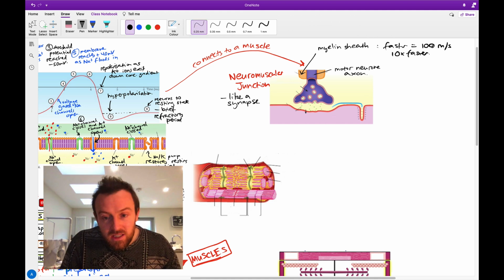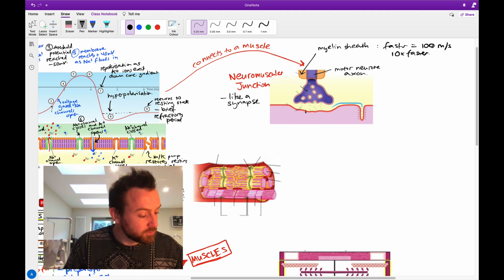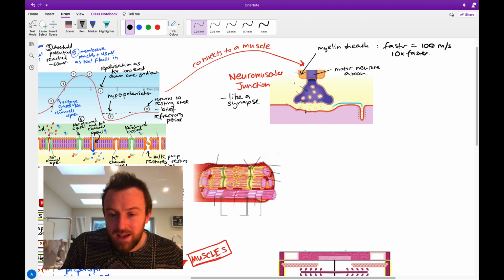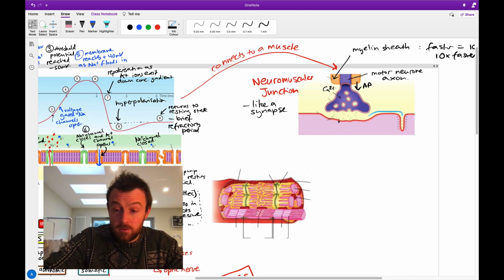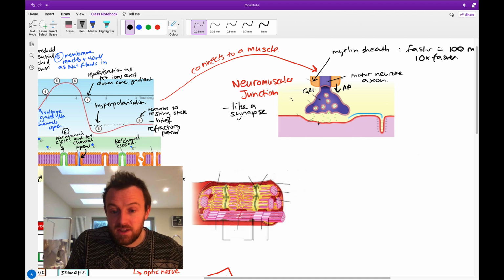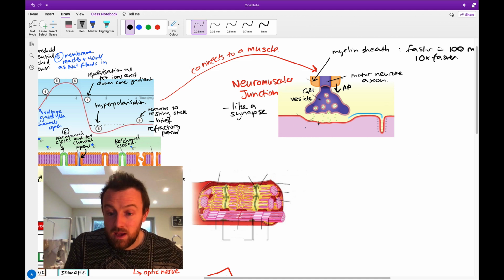Okay, so back to the NMJ. So myelin sheath, motor neuron axon. Over here, we've got calcium moving in, so it's the same sort of thing that happens before. As the AP action potential arrives, we have voltage-gated calcium channels. They open up. Let me just zoom in a bit more. Calcium ions flood in. Then we have vesicles, which move to the membrane here and release the neurotransmitter via exocytosis. We have acetylcholine is the molecule in here.